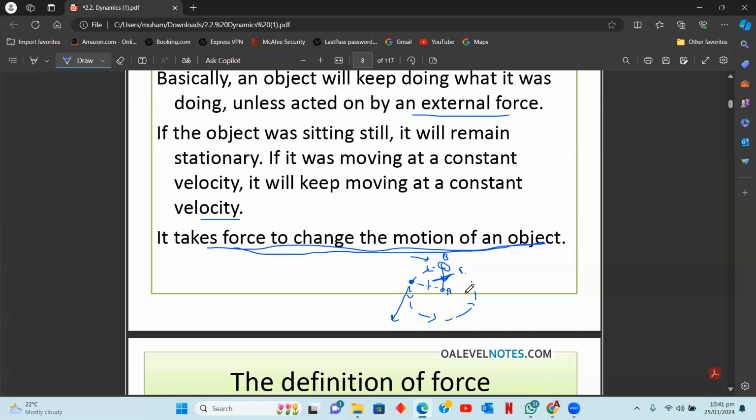Now, why does that happen? Because the string was providing a resultant force. This was basically the resultant force. And as you remove the resultant force, the object continued moving in a straight line and it deviated from its original motion. Isn't this what Newton's first law says? That if there is no resultant force, the object would continue in its original motion. As soon as there is a resultant force, the object would start moving in a straight line. As the resultant force is removed, sorry.